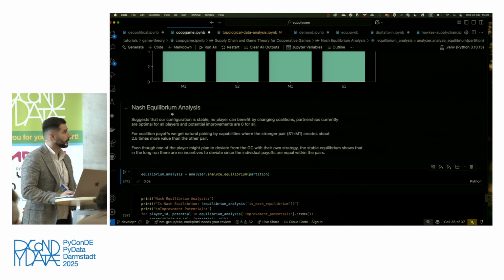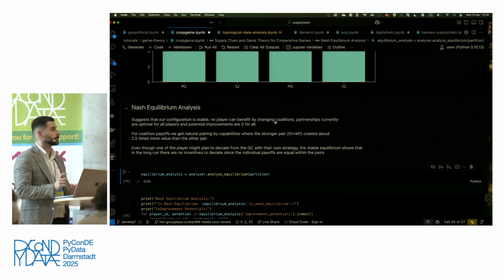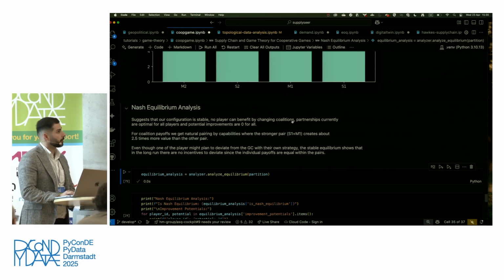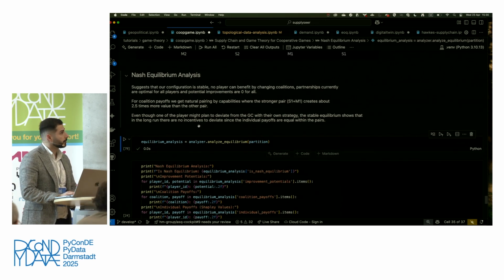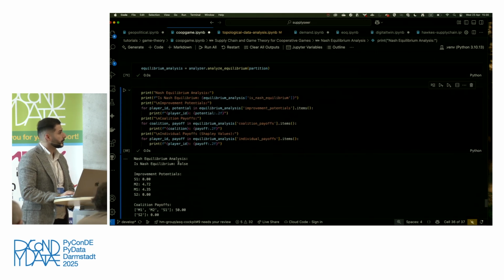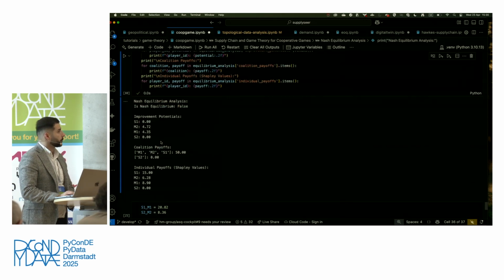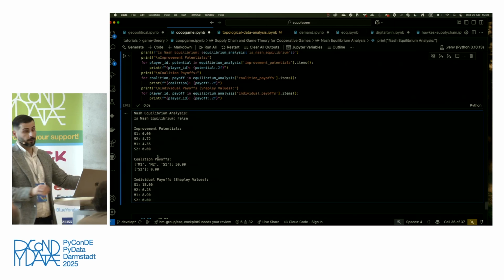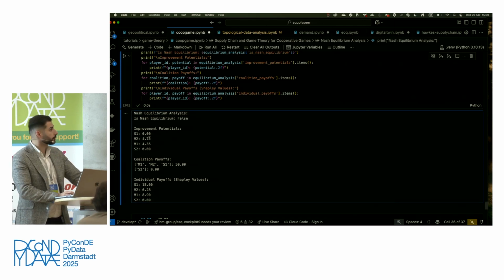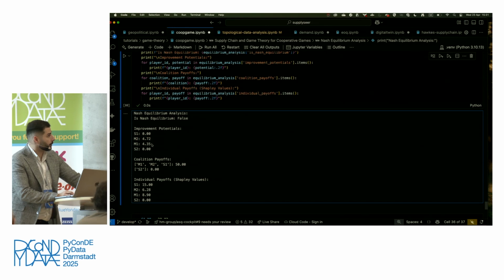A Nash equilibrium analysis suggests that our configuration is stable. No player can benefit by changing coalitions, partnerships, and all of them are optimal for all players, and potential improvements for none of them is valuable, so the improvements are 0. Which is not true for this coalition. If all of them are in one coalition, manufacturer 2 and manufacturer 1 can change their strategy.